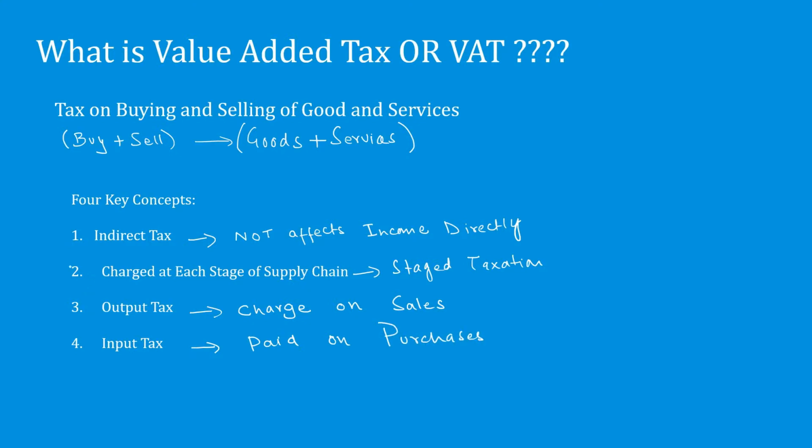So 4 key concepts. Number 1, value-added tax is an indirect tax. Never ever is it going to impact your income directly. Number 2, charged at each stage of supply chain. It is staged taxation. Number 3, output tax. Any tax that we charge on sales is called output tax. Number 4, input tax. Any tax that we pay on purchases is called input tax. Let's now look at the detailed example of how value-added tax works.